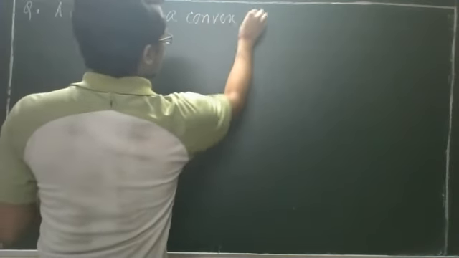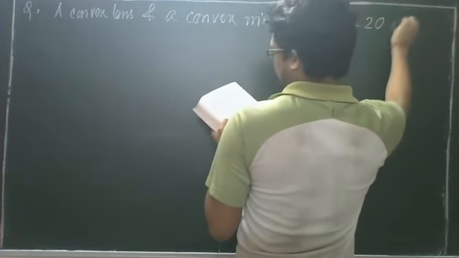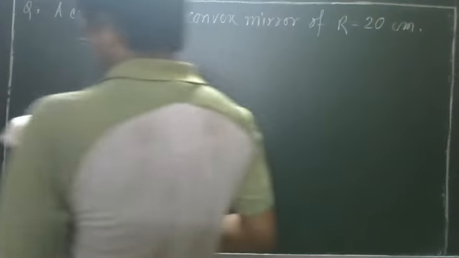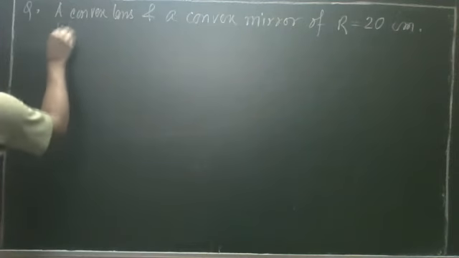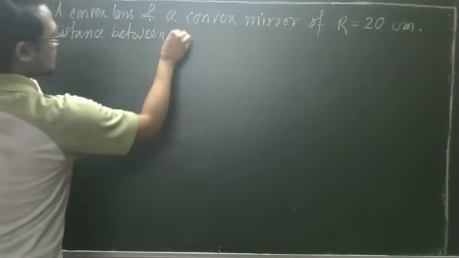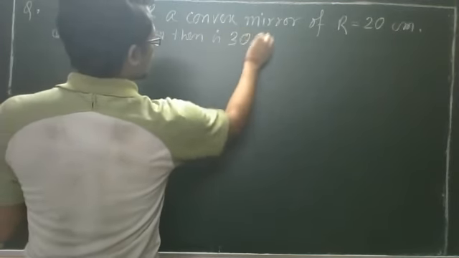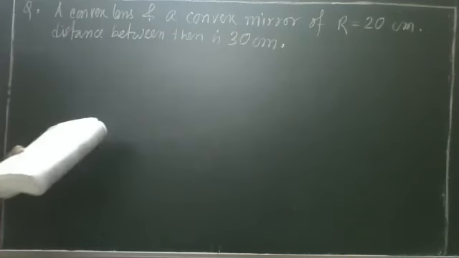Here a convex lens and a convex mirror. The combination is a convex lens and a convex mirror. And the convex mirror is of radius of curvature 20 centimeter, placed coaxially, and the distance between them is 30 centimeter.